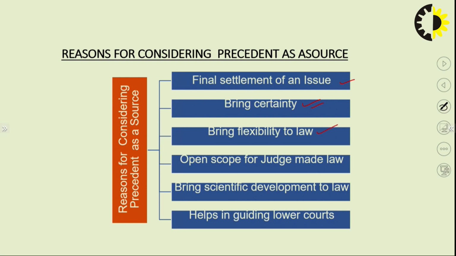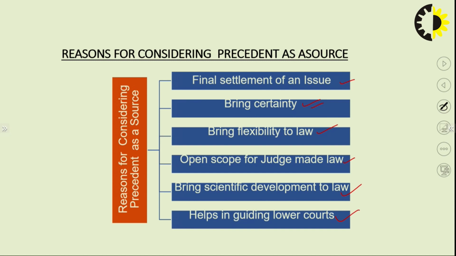Besides this, it brings flexibility to law as well, because in case the situation or conditions differ, then at that time judges are given power not to follow the precedents, but they may analyze all the situation and they may give some new judgment as well. Then it opens scope for judge-made law and brings scientific development. And lastly, it helps in guiding lower courts.